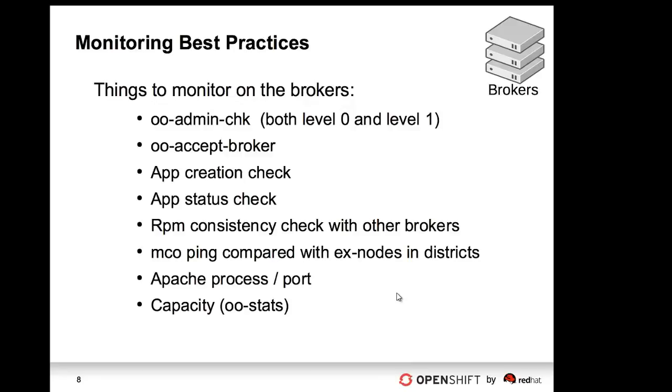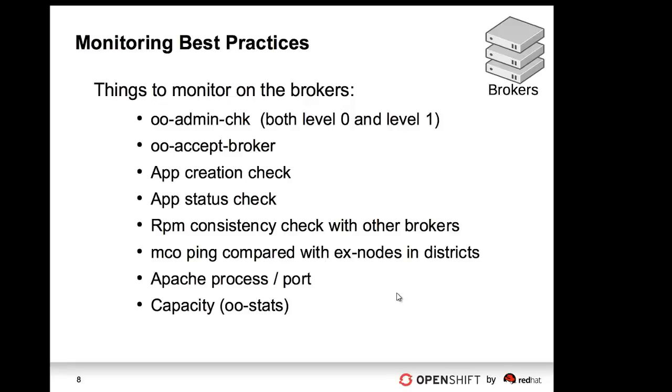And the purpose of this is that we want our brokers to be 100% consistent with each other. So we use Puppet to make sure the configs are consistent, and then we use the RPM consistency check to make sure that what's installed is consistent. Consistency is actually really important to OpenShift to give the users a consistent experience. And so this is one of the checks that we do to ensure that.